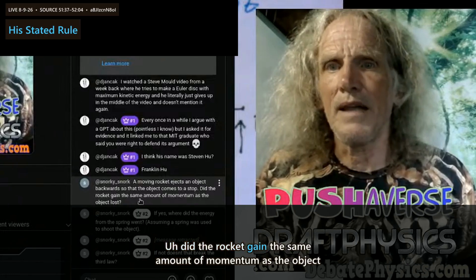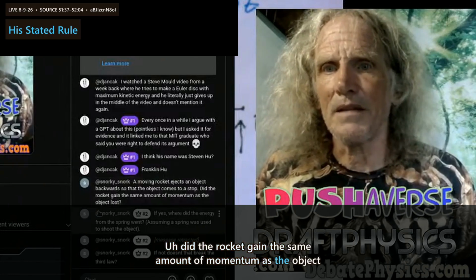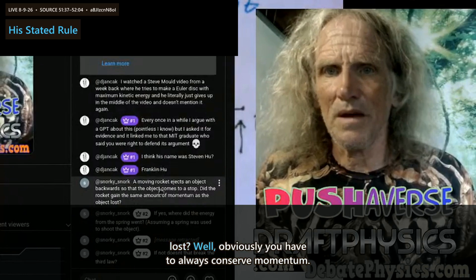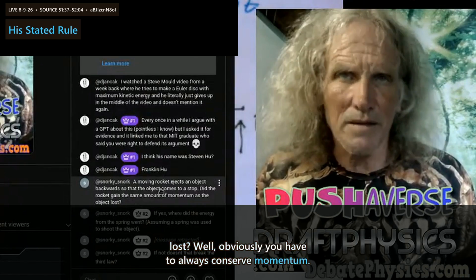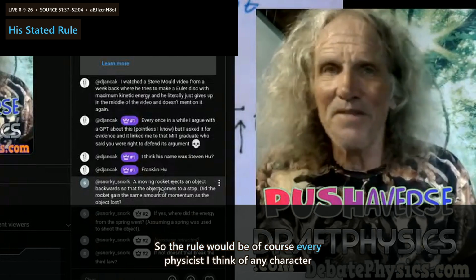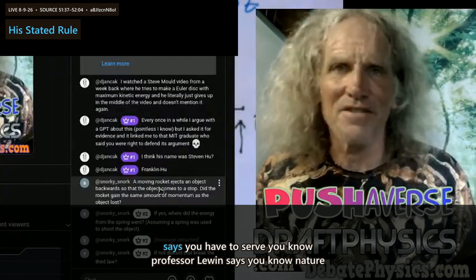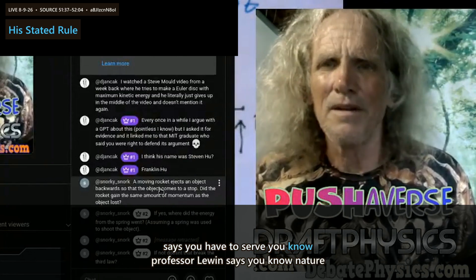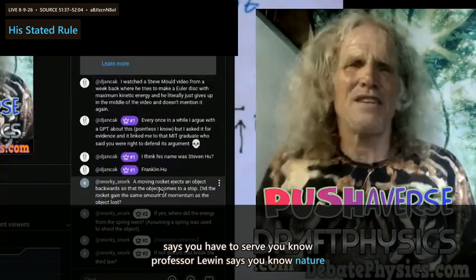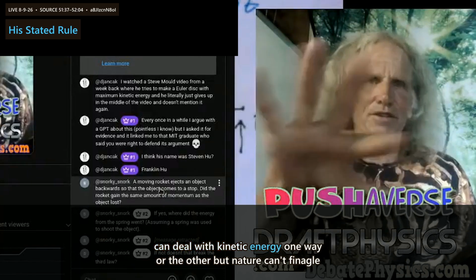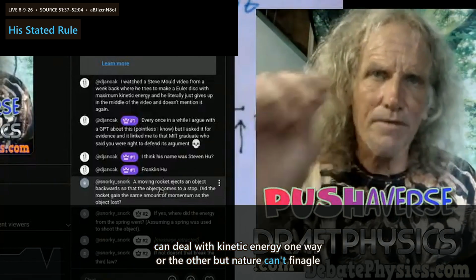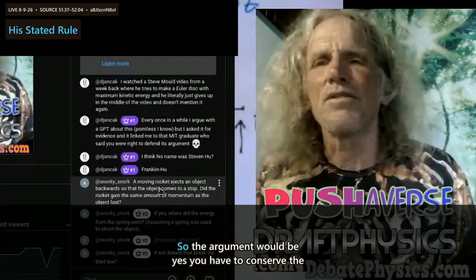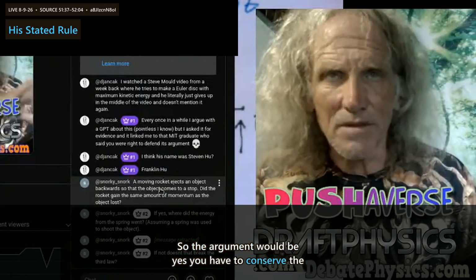Did the rocket gain the same amount of momentum as the object lost? Well, obviously you have to always conserve momentum. Every physicist, I think, of any character says you have to. Professor Lewin says nature can deal with kinetic energy one way or the other, but nature can't finagle momentum. So the argument would be, yes, you have to conserve the momentum.